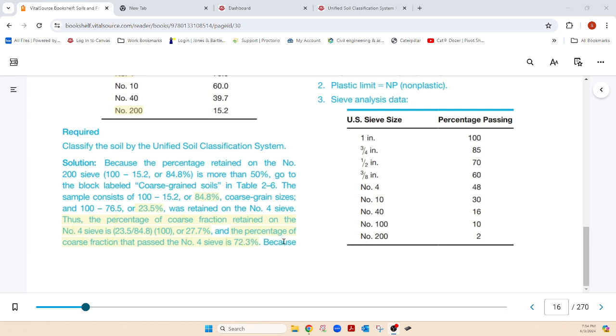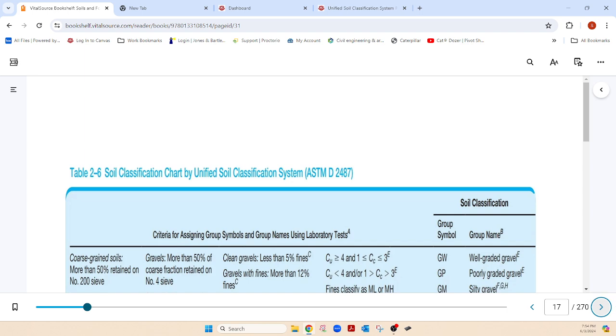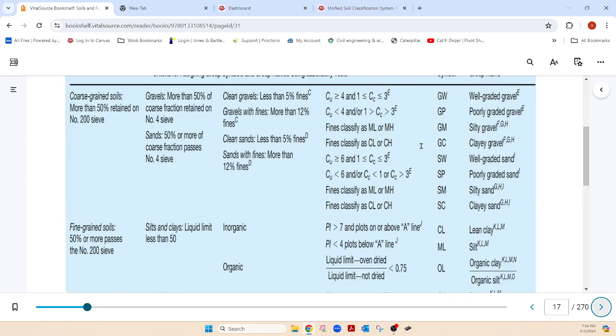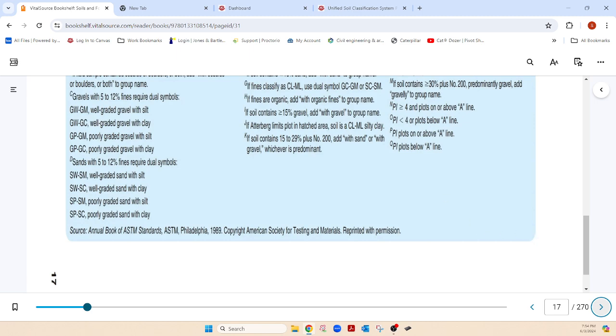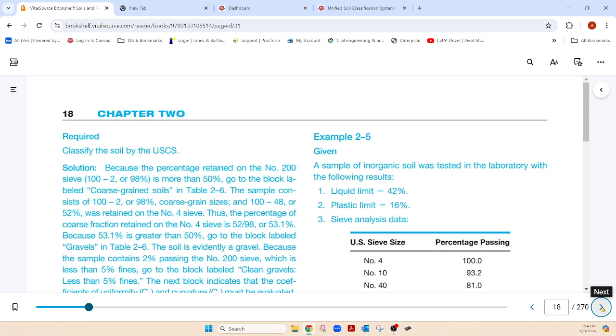And then it says, because, let's follow that, see where that takes us. It takes us to another page. Because the percentage retained on the, this is not the page I need. This is the wrong example. Excuse me.